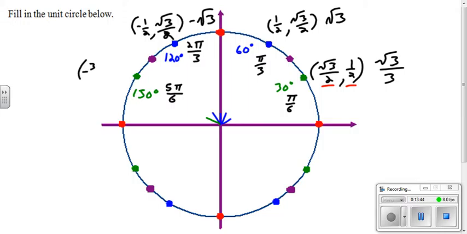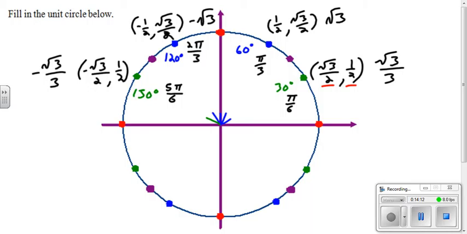The x coordinate on this point is going to be a negative, so we do a negative √3 over 2. The y is still positive because it's still up from the axis, so we do a 1/2, in which case the tangent is going to be back to the √3 over 3, but just in the negative direction. So now we've got all the positive ones.